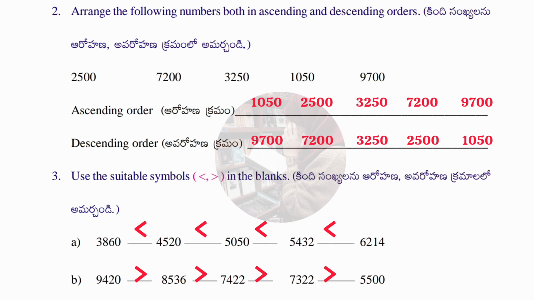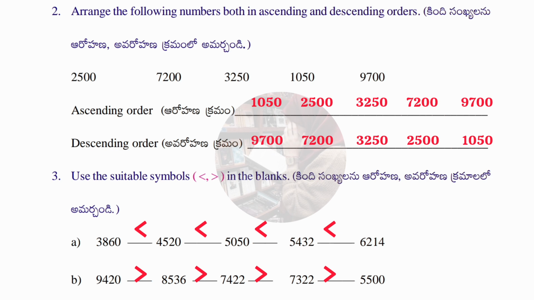3,860 less than 4,520 less than 5,050 less than 5,432 less than 6,214, means all smaller symbols. Okay, means less than symbol.